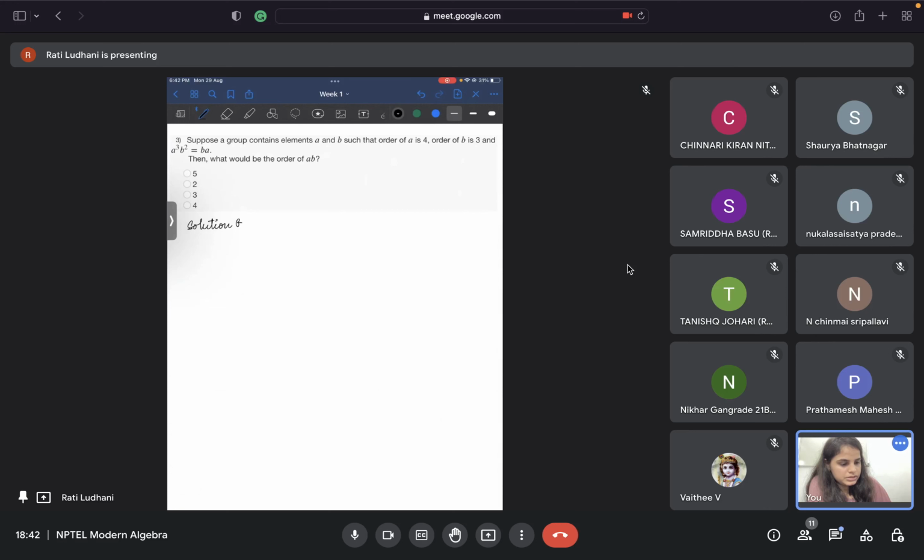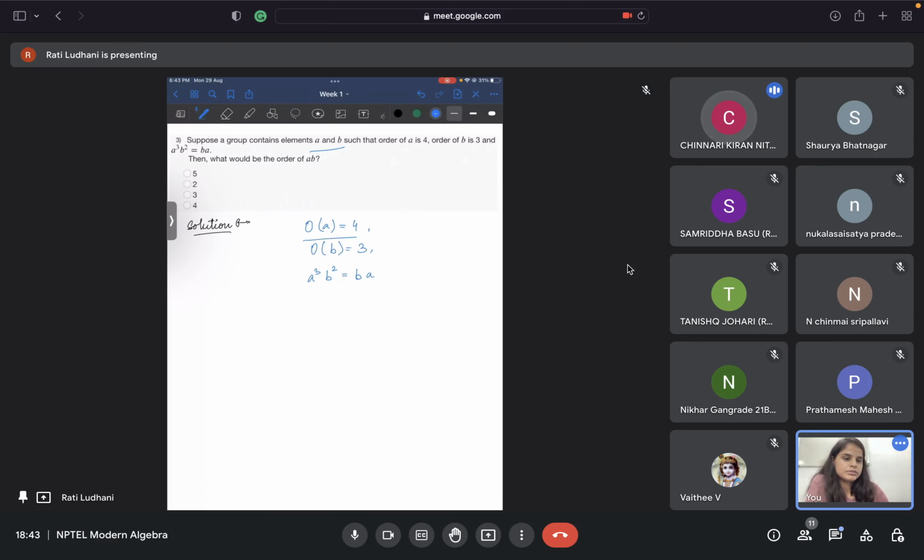Okay, let's read this question. Suppose a group contains elements A and B such that order of A is 4. This is the notation of order. And order of B is given to be 3. And A and B belong to a group, so we are in a group, and order is defined for a group. It is given that A cube B square is equal to BA.